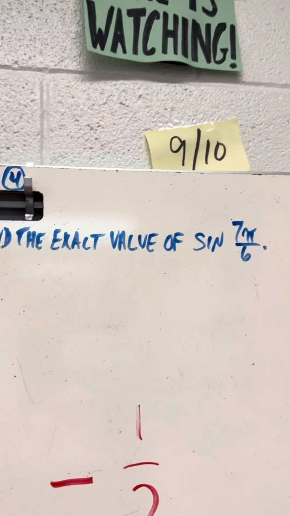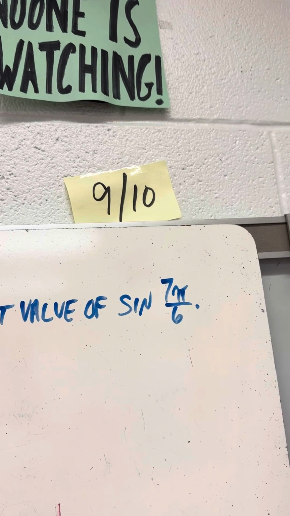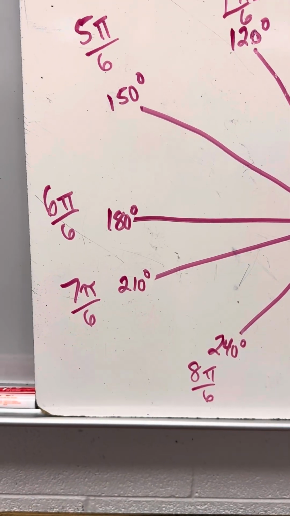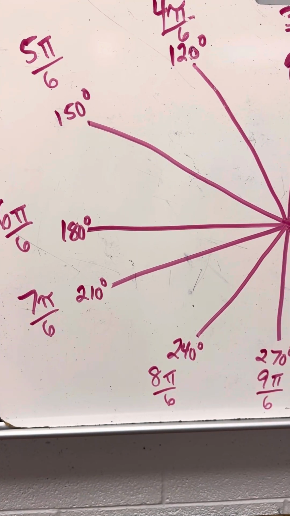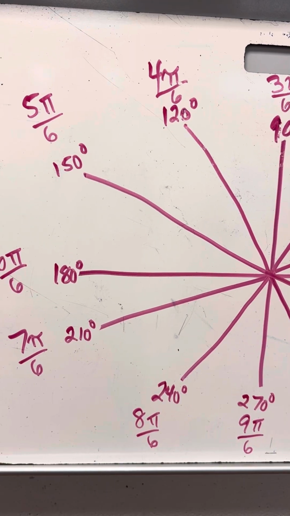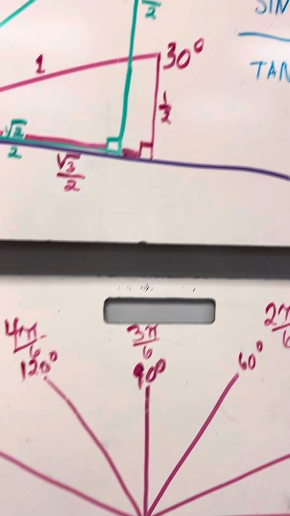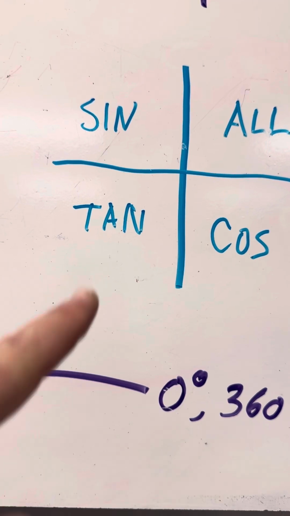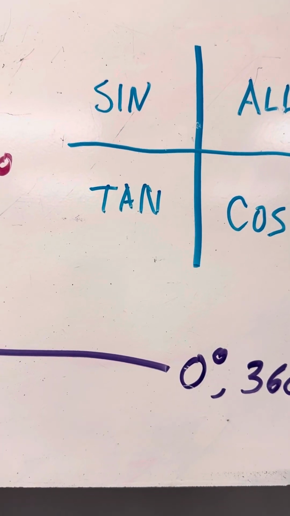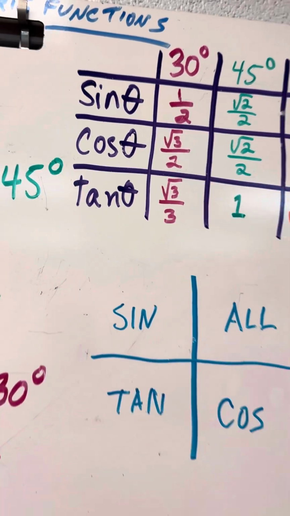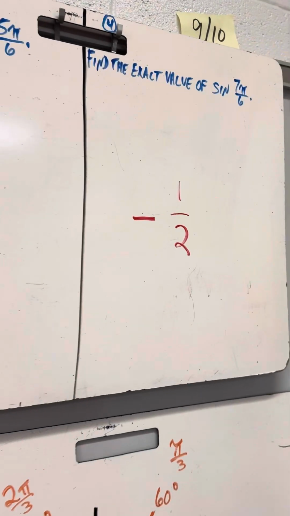Find the exact value of sine 7 pi over 6. Okay, 7 pi over 6. Here we go. Back to the 30-degree angles, okay? 7 pi over 6, it's a 30-degree reference angle. We're in the third quadrant. We're asking for sine. Is sine positive in the third quadrant? Tan is, sine is not, so it's negative. What is the sine of 30 degrees? Sine of 30 degrees is 1/2, so it's negative 1/2.